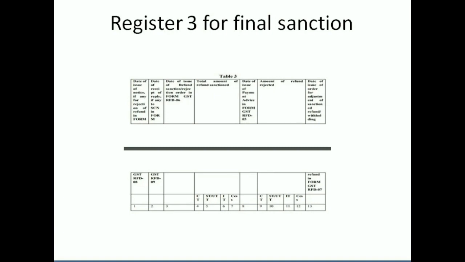In case a deficiency memo is issued, a taxpayer has to submit his reply within 30 days. The time starts afresh from the date on which the final application is submitted. So these are the important things as regards finalization of a refund claim.